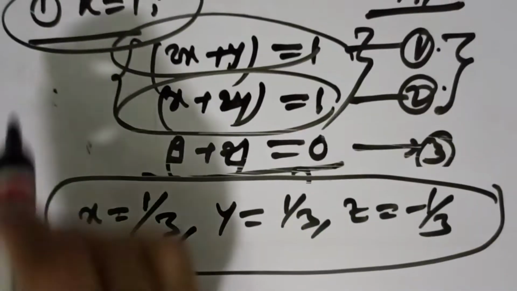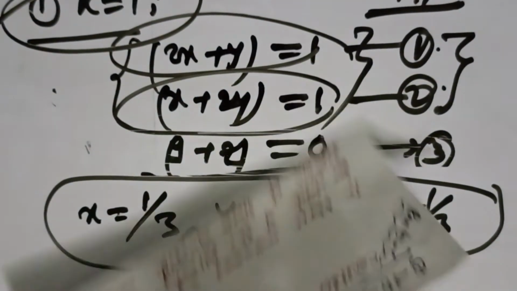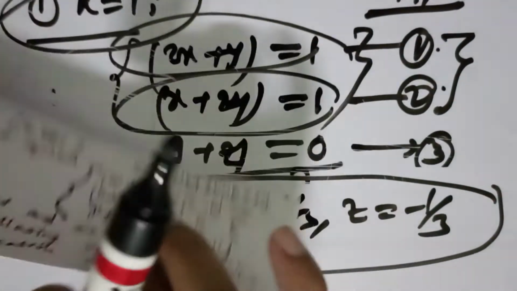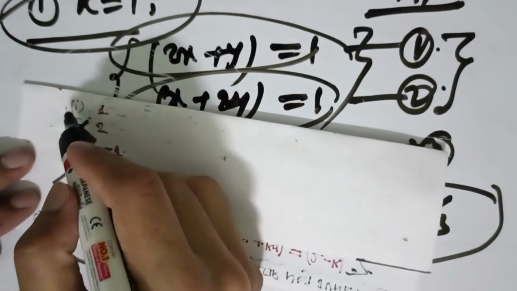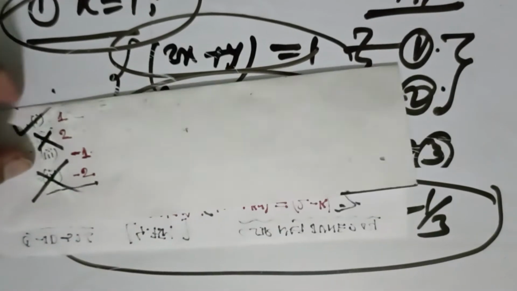So for k equal to 1, the system is consistent, it has a solution. So option 1 is correct. You can also go through the rank method.